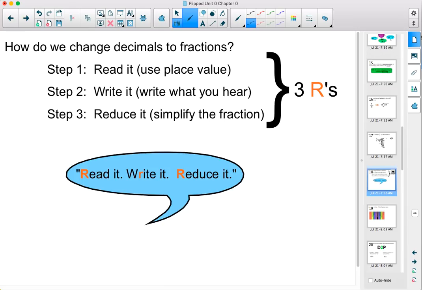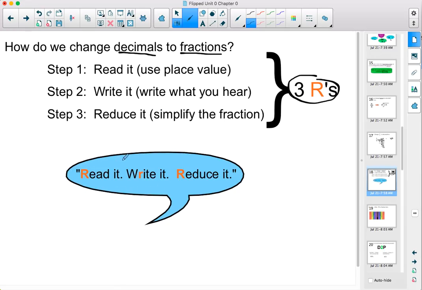So now that we know how to change a fraction to a decimal, let's talk about how to change a decimal to a fraction. 3 easy steps here. Read it, write it, reduce it. Read it means to read the number using place value. Write it means to write what you hear when you read it with place value. And reduce it means to simplify the fraction. Okay, these I call the 3 R's. Yes, I know W is not an R, but it gives that same R sound.